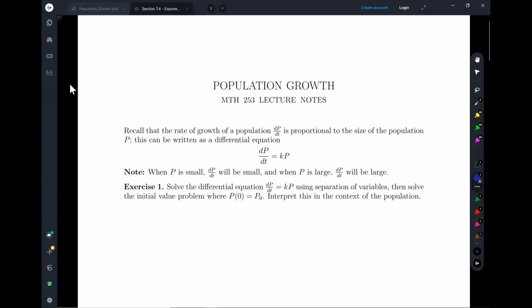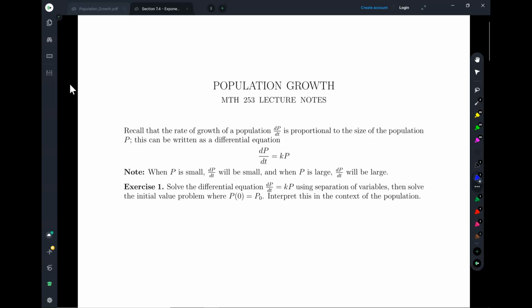So remember from a while back that the rate of growth of a population, which we can describe as the derivative dP/dt, is proportional to the size of the population P. So for example, when the population is small, the growth rate of the population will also be small. When the population is large, the rate of growth of the population will be large. So we have this proportional relationship between the size of a population and the rate at which that population grows. We can describe that as a differential equation.